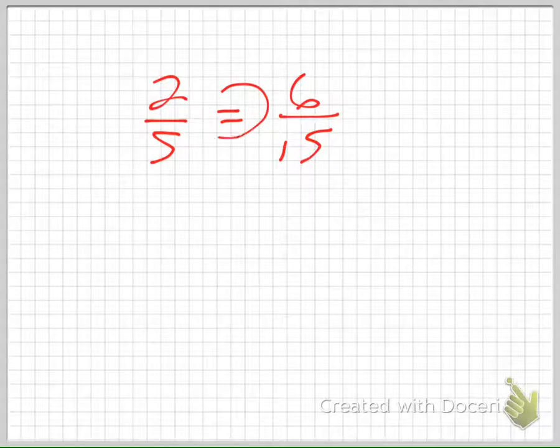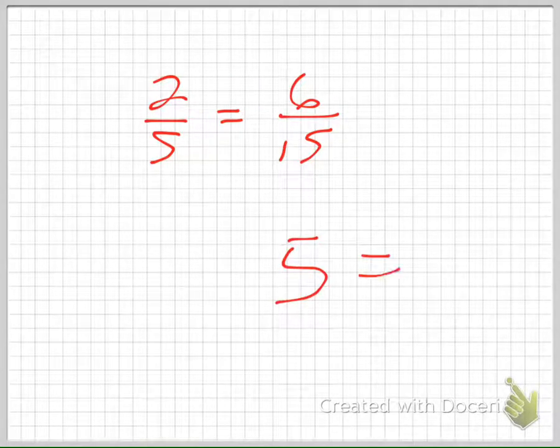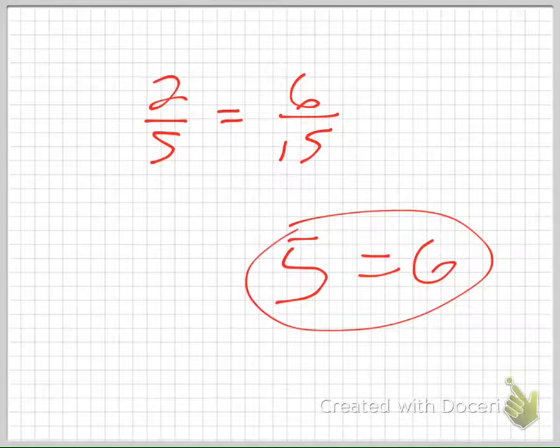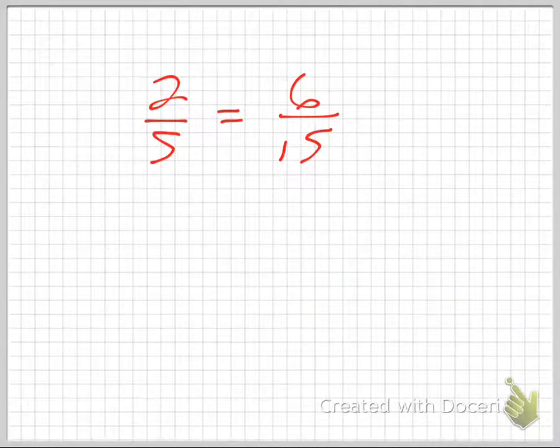So here we go. That equal sign is telling us that they are equal, right? It wouldn't make any sense for me to put 5 equals 6. I mean, that doesn't make any sense, right? If they ever give you this, that equal sign tells you that it's a proportion. They are equal.